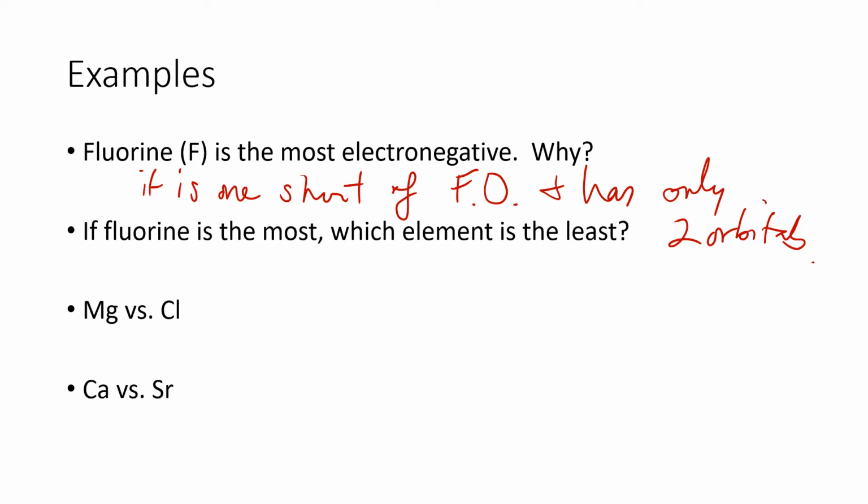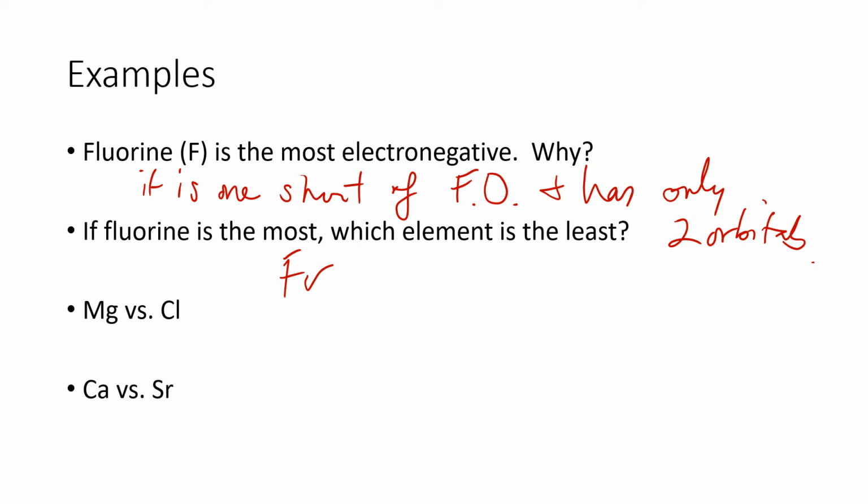So if fluorine is the most, which one is the least? It's going to be francium because it has the most orbitals and only 1 valence electron. It's not going to want to take in more electrons. Put it this way, the more electronegative you are, the more likely you're going to want to gain an electron to make a full octet. If you have 1 or 2 electrons, or if you're a metal, you're probably going to want to get rid of your electron, because that way you get closer to a full octet.